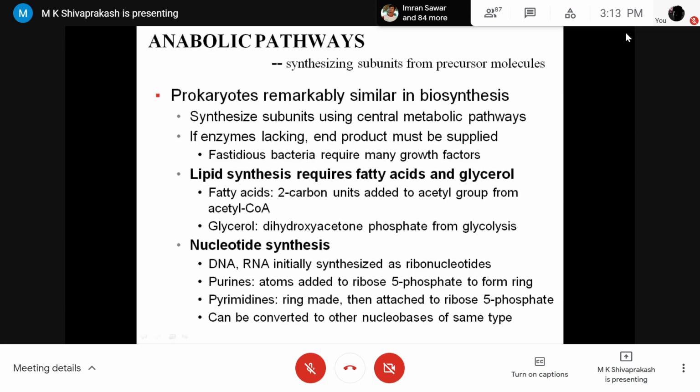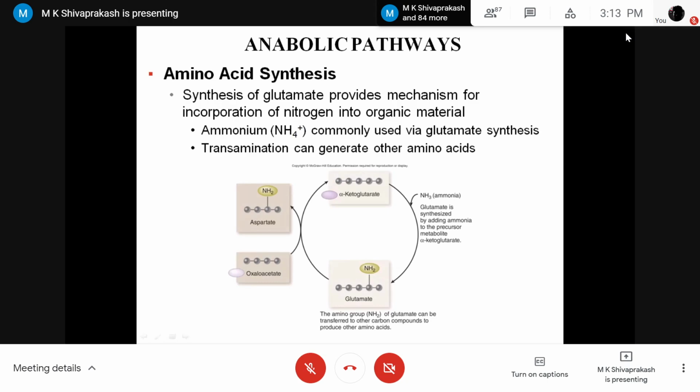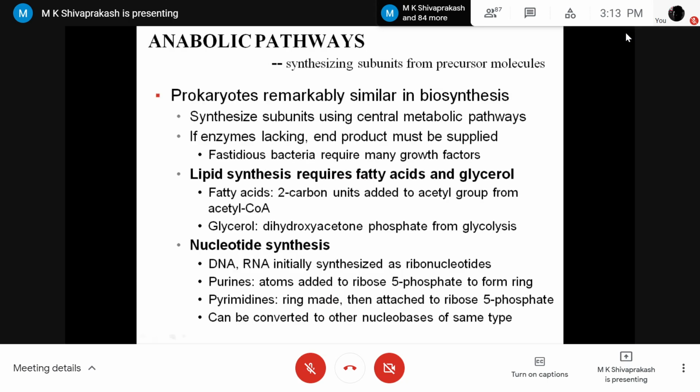Then anabolic pathways, of course, so catabolism and anabolism. The classic anabolic pathways are lipid biosynthesis, nucleic acid biosynthesis, and even amino acid biosynthesis. These are all the 3 classic examples. Of course, rarely in some organisms, through gluconeogenesis, from the intermediates of the TCA cycle, the carbohydrates are deposited in the grains.